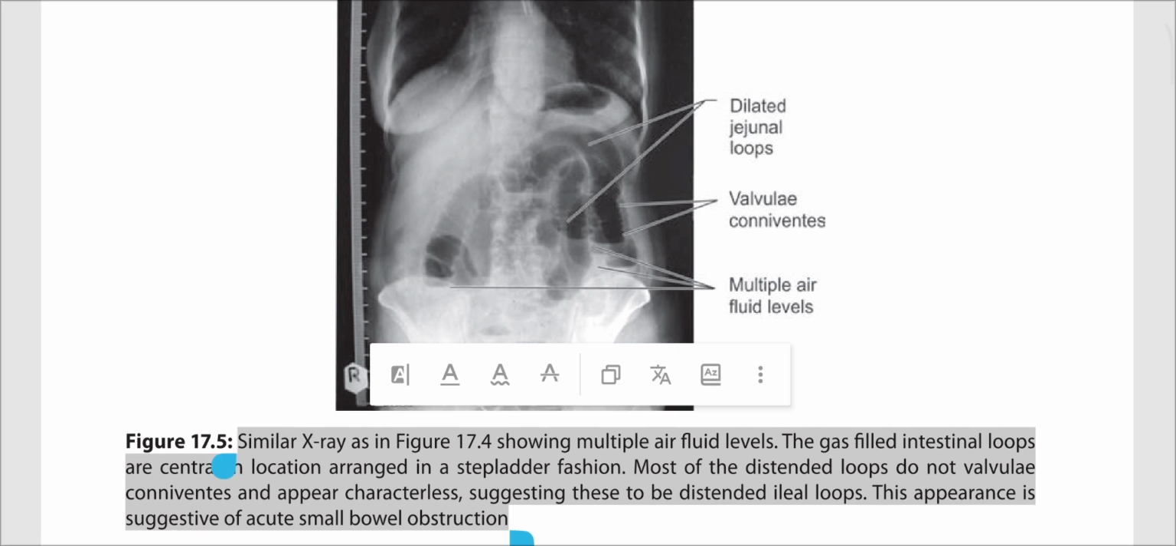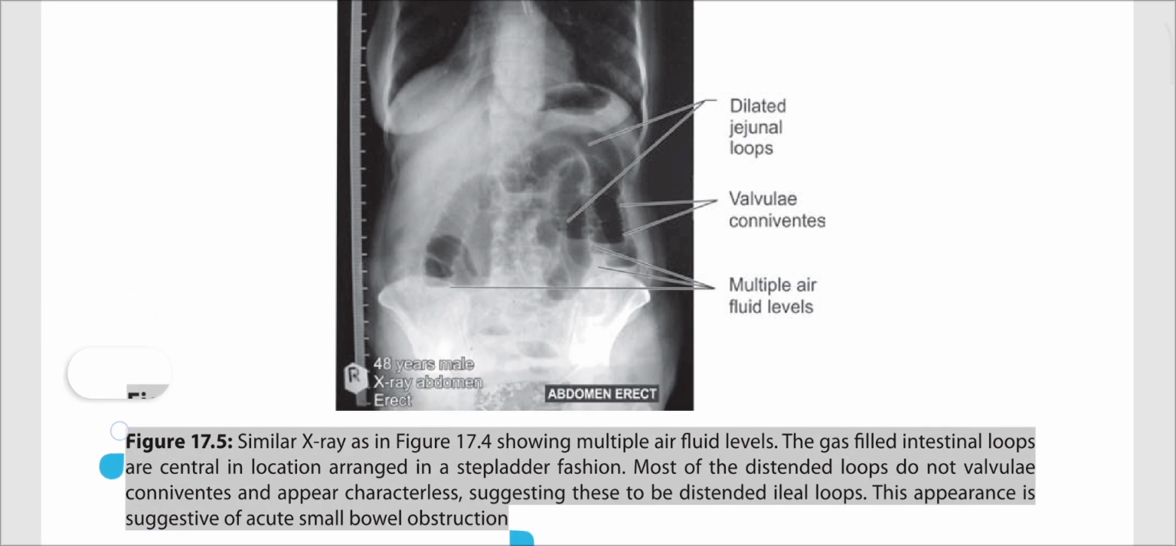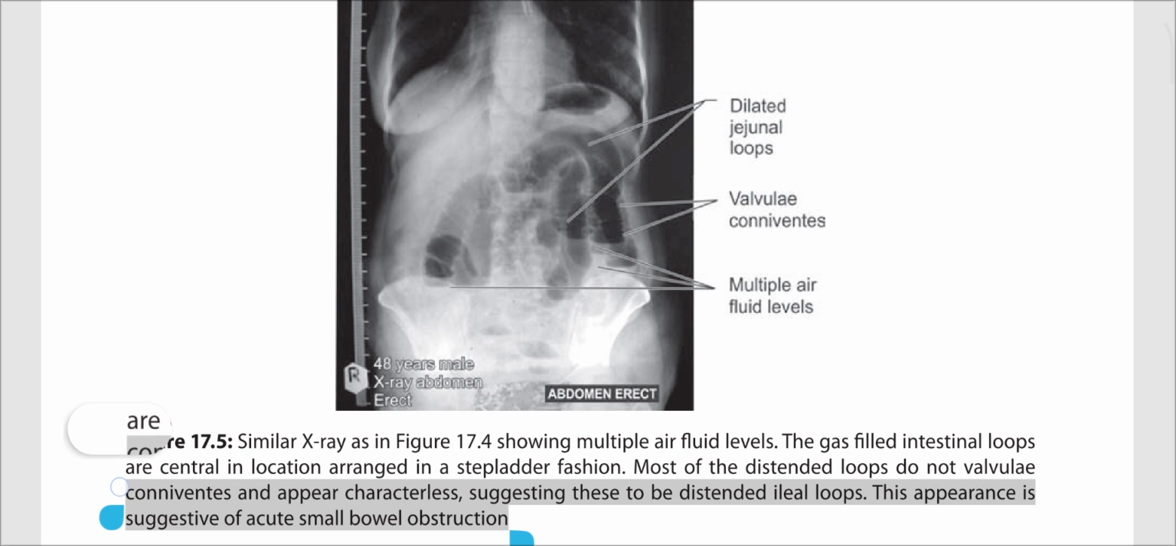Similar X-ray as in figure 17.4 showing multiple air fluid levels. The gas-filled intestinal loops are central in location, arranged in a stepladder fashion. Most of the distended loops do not show valvulae conniventes and appear characterless, suggesting these to be distended ileal loops. This appearance is suggestive of acute small bowel obstruction.